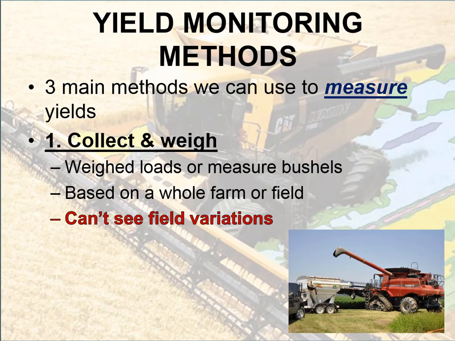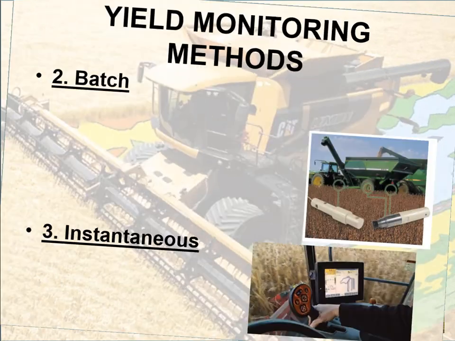Prime example, my dad would combine a field before we had yield monitors. Once we got done with that field, we looked at how much crop was in the bin, a rough estimation, and then we could say, well, that field was 60 acres, and we had X amount of bushels, and we could calculate out what the yield was. The problem with this method, as you can see there in red, is that we can't see those field variations. We don't know where the good parts or the bad parts in that field are. So that's one that has been around for a long time.